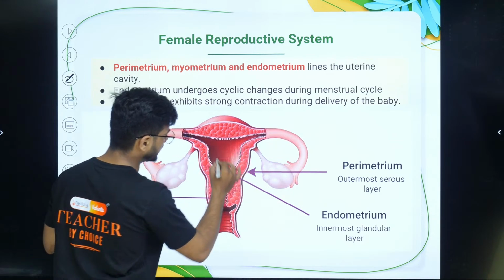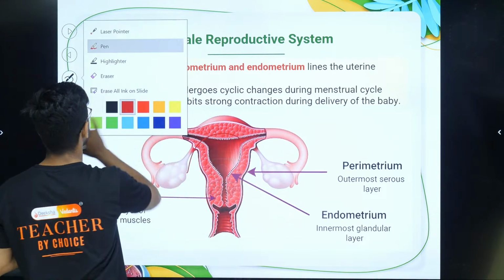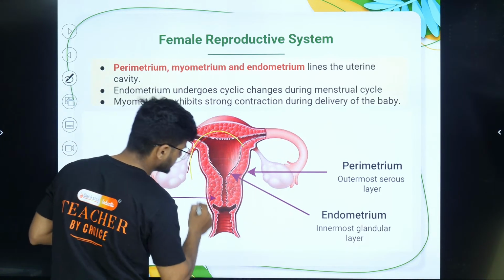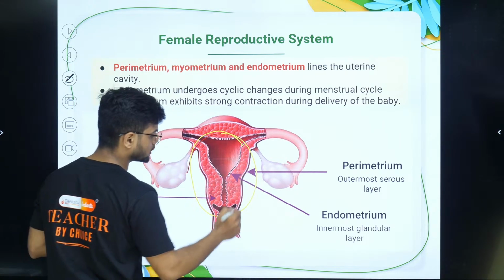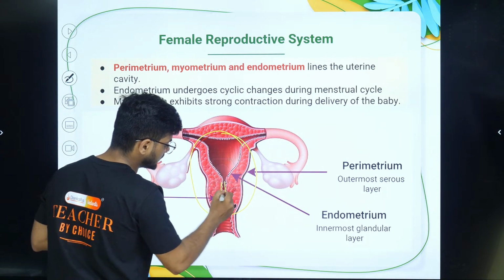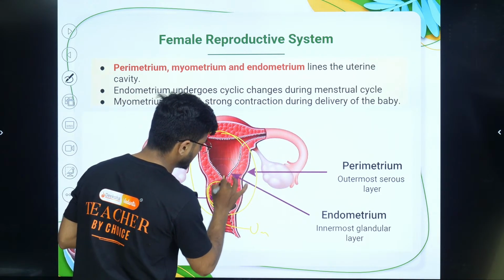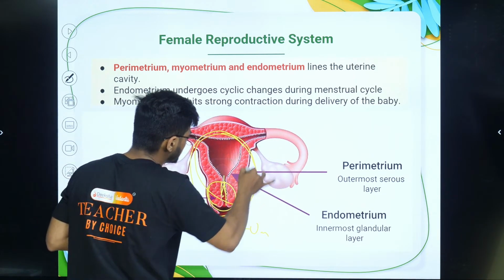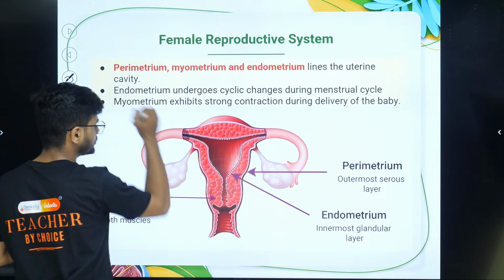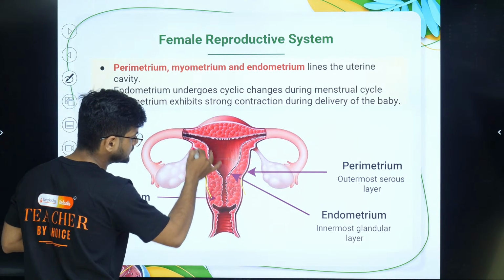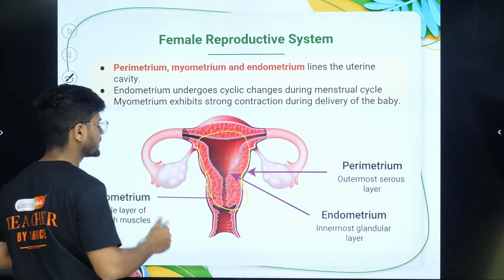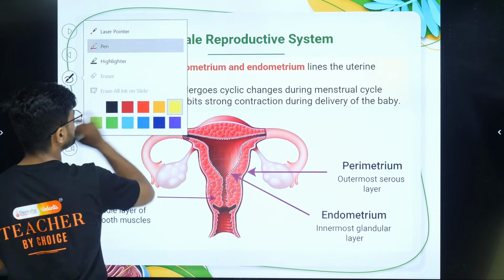I told you this entire thing is the uterus. This entire thing here is called what? Uterus. This is your cervical canal, this is your cervix, this is your vagina. But this entire thing is called what? Uterus. An inverted pear. Look at this shape. Pear, the fruit, you know it. So, inverted pear.